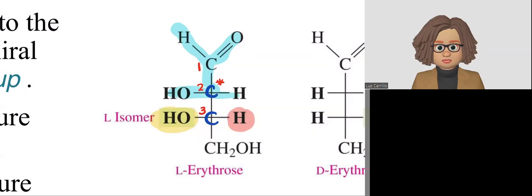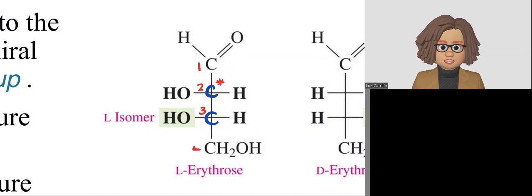Erythrose is actually a tetrose. Let me label the 4th carbon atom that is here. Now, carbon number 4 is not chiral because it is attached to 2 hydrogens. And from our previous discussions, if a carbon atom has 2 groups that are the same, then it cannot be chiral. So in this molecule, carbon number 2 and carbon number 3 are your chiral centers. That's why I put asterisk next to them. In L-erythrose, we can see that the OH is pointing towards the left. Since it's pointing towards the left, that's why it is an L isomer.